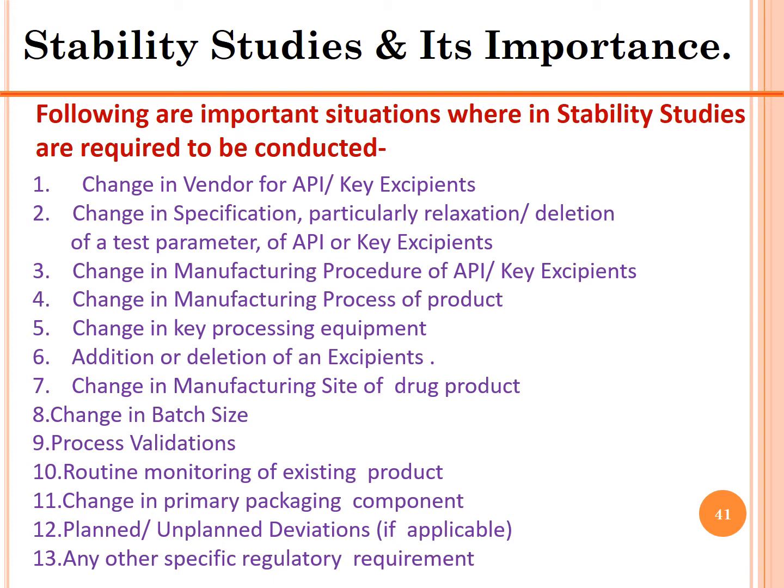9. Process validations. 10. Routine monitoring of existing product. 11. Change in primary packaging component. 12. Planned or unplanned deviations, if applicable. 13. Any other specific regulatory requirement.